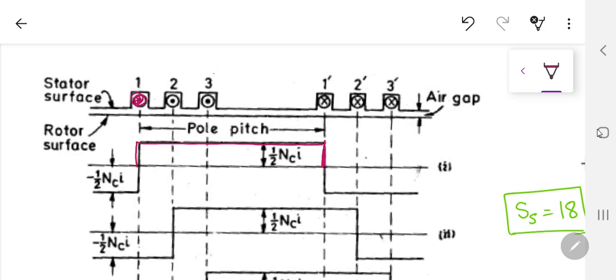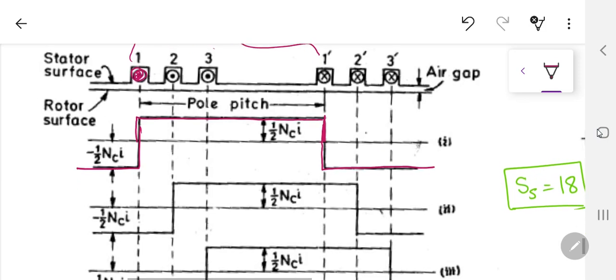You can call it the North Pole or whatever, which is being produced by the 1 and 1 dash coil. So this is one coil, the first coil which is present inside the A phase. So this is producing it, and then afterwards this is going to be negative in the negative direction.